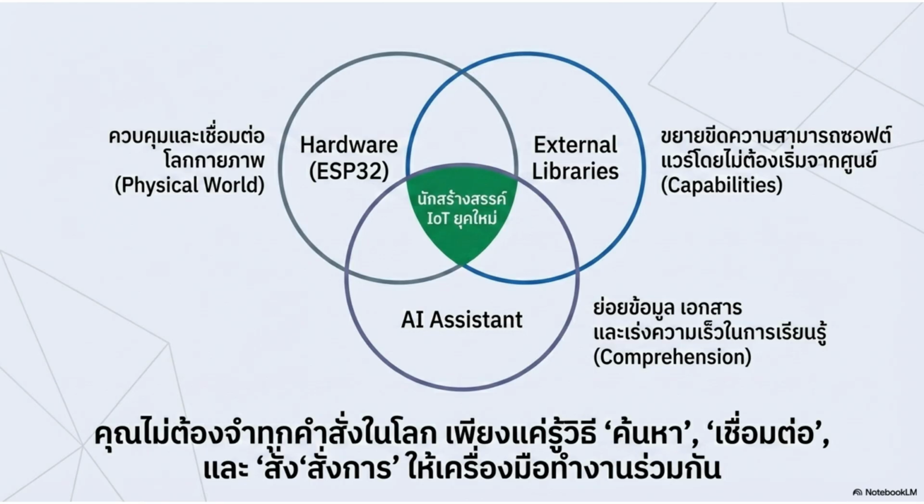The new era of IoT creators combines hardware, ESP32, for physical control, external libraries for expanded software capabilities, and an AI assistant for comprehension and faster learning. You don't need to memorize everything. Just know how to search, connect, and command your tools to work together.